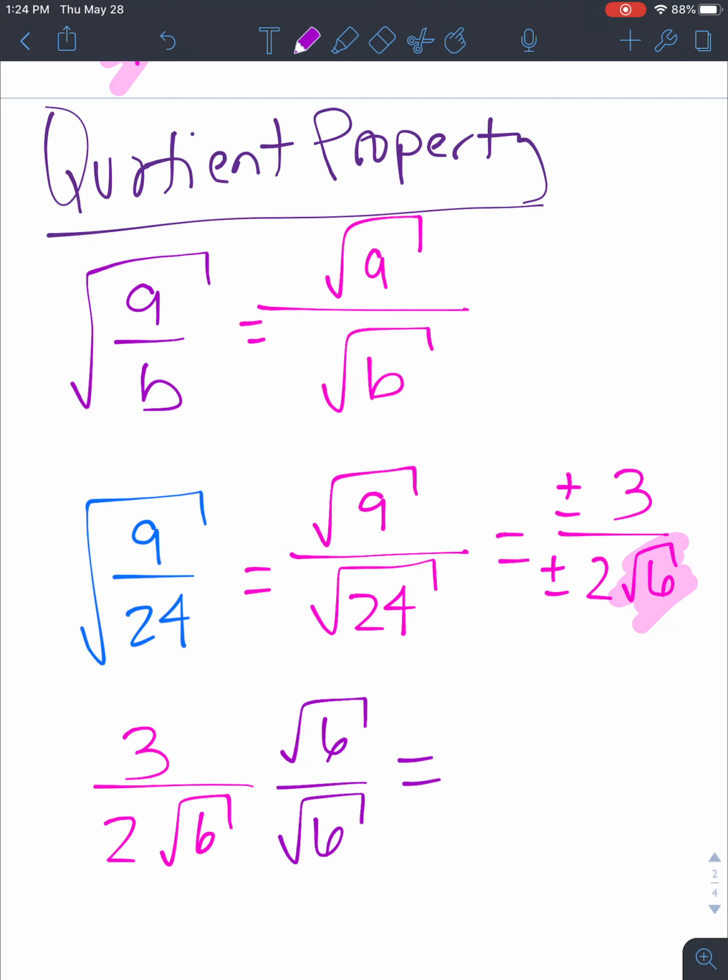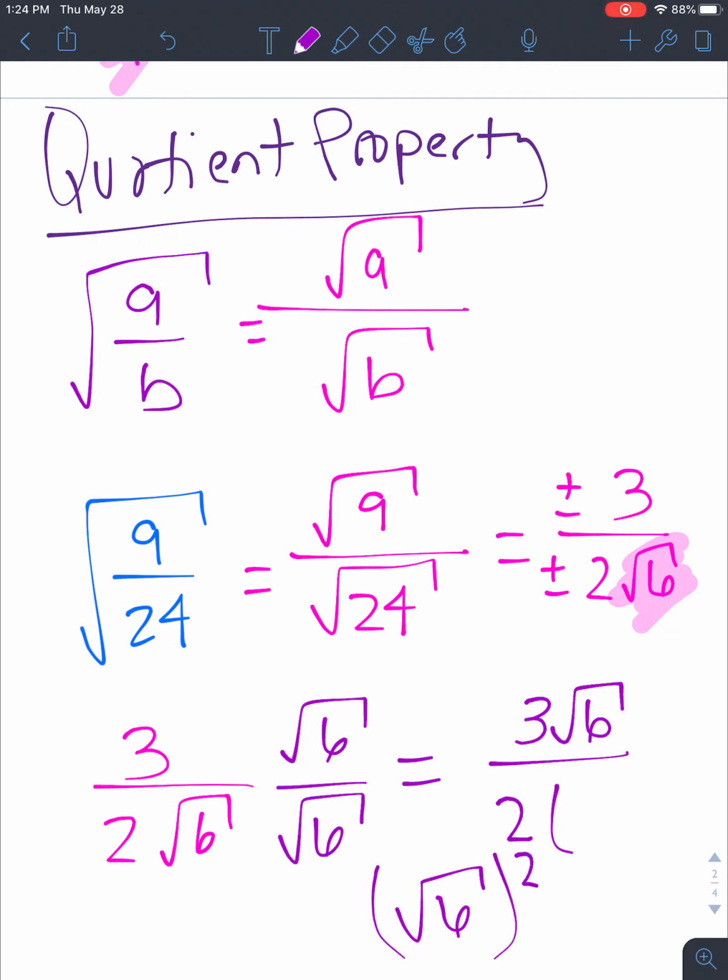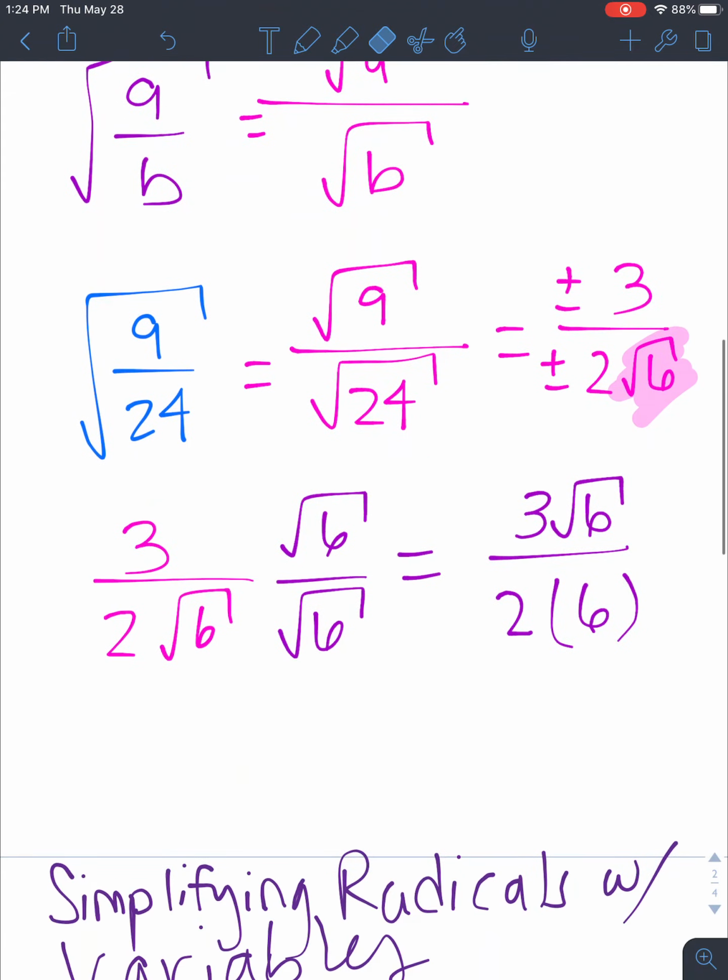All right, and we do that because then our square roots of 6 on the bottom cancel. So on the top, we have 3 square roots of 6, or 3 times the square root of 6. And on the bottom, we now have 2 times the square root of 6 squared. The squares and the square roots cancel, so we're just left with our 6. That was that shortcut that I showed you during the rationalize the denominator.